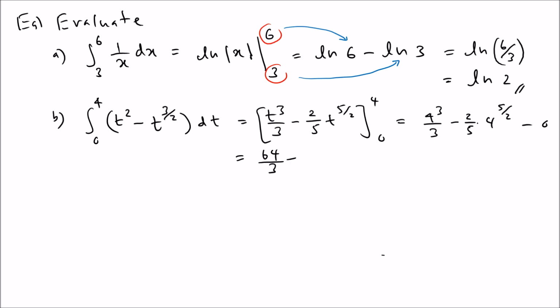How do we simplify this part? When you have something like that, you take the root first. So 4 to the 1 half, the square root of 4, is 2, and then 2 to the 5th power is 32. So you get 2/5 times 32, which is 64 over 5. If you pull 64 out, you get 1/3 minus 1/5. Taking the common denominator, you get 5 minus 3, so 2 over 15. So your final answer is 128 over 15. That's what you get.